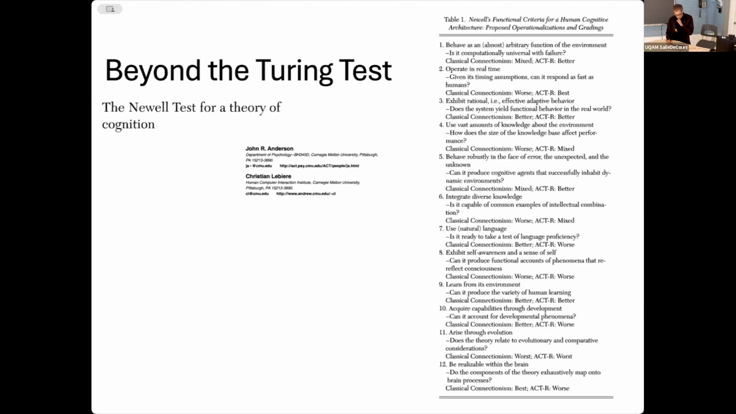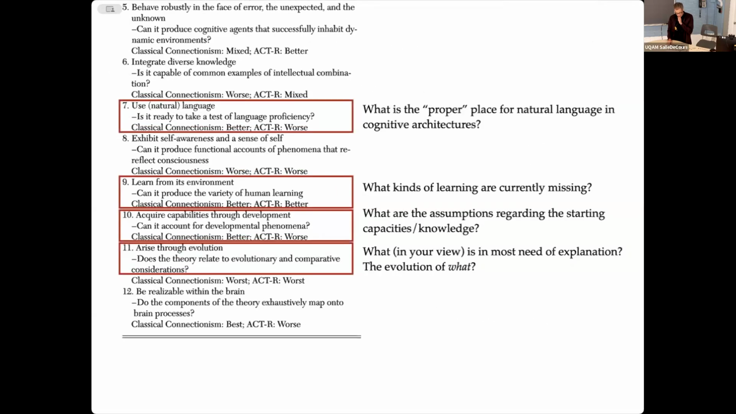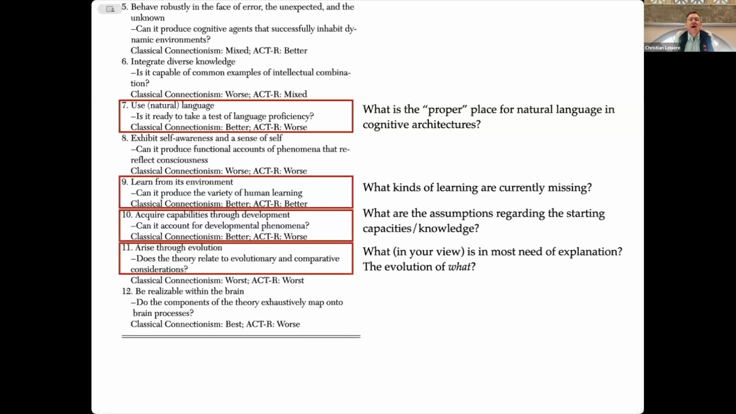Okay, but I wanted to focus on this Newell test that Christian discussed, specifically these four. I have a question for each. First, use of natural language. For all of these, Christian, these are obviously your takes on the issue. I'm not expecting the ground truth answer, I'd just love to know how you think of it. So what, in your view, is the proper place for natural language in cognitive architectures? Obviously, for number 9, learning from one's environment is key. If you have a model of cognition that doesn't incorporate learning from your environment, you're obviously missing something.